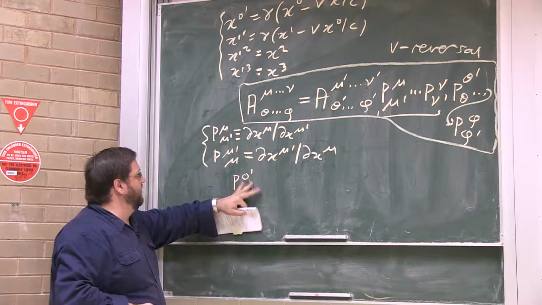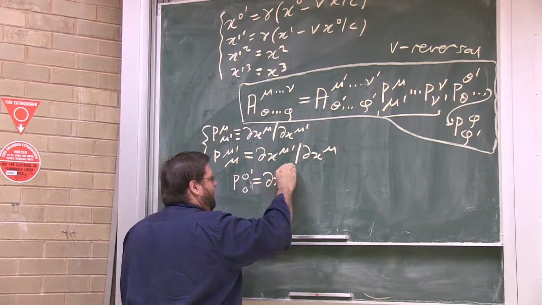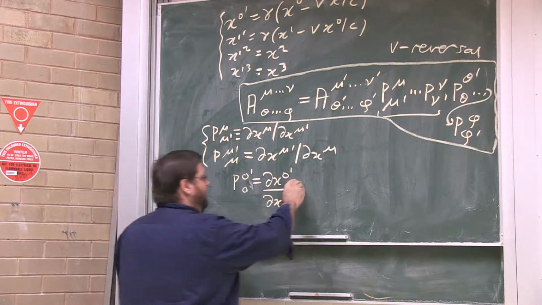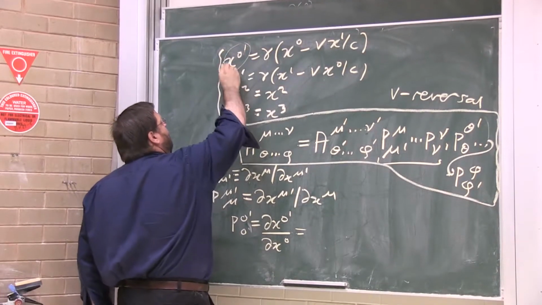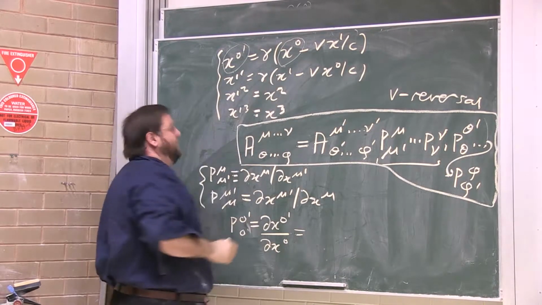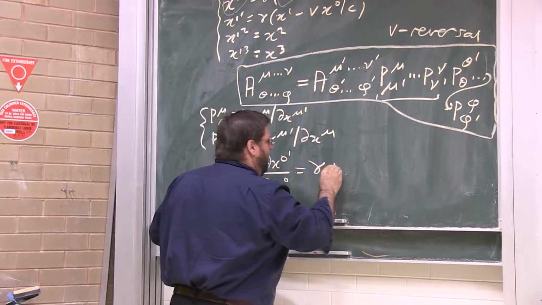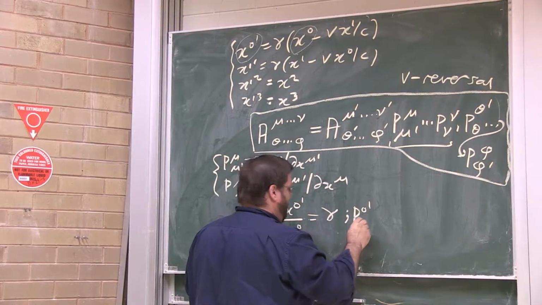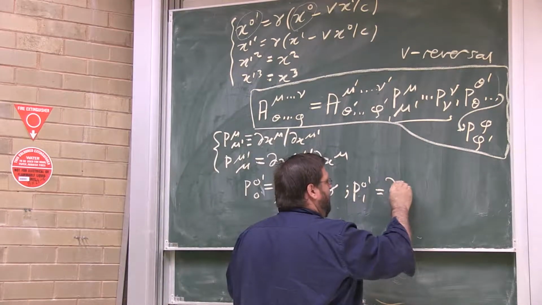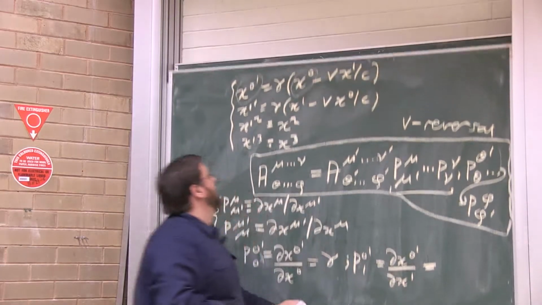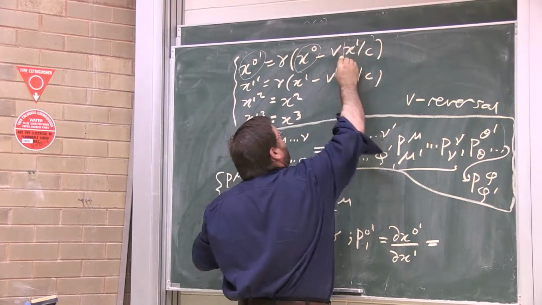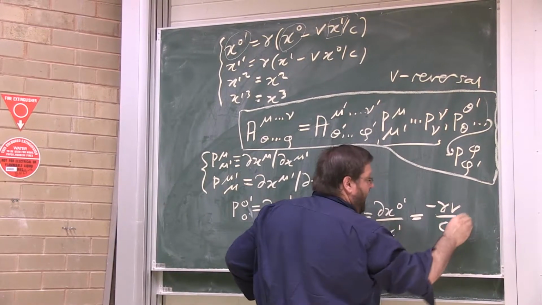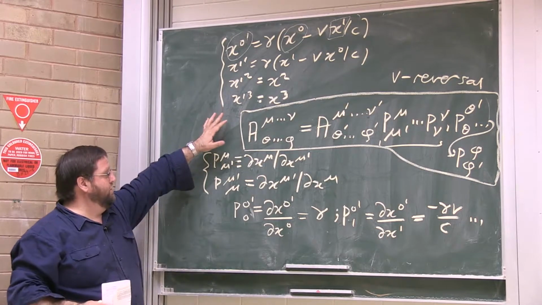If, for example, I wanted to know what p naught prime naught was, this will be dx naught prime, dx naught. Superscript in the denominator is a subscript. And what is dx naught prime dx naught? Well, I need to differentiate this object with respect to this. And what I'll get will be the coefficient, gamma. So this gives me one of my p's. As a second example, suppose that I wanted to work out p naught prime 1, just for the sake of argument. Again, by definition, that would be dx naught prime dx 1. I want to differentiate this with respect to the x1, and I'm going to pull out the coefficient, which is minus gamma v on c.